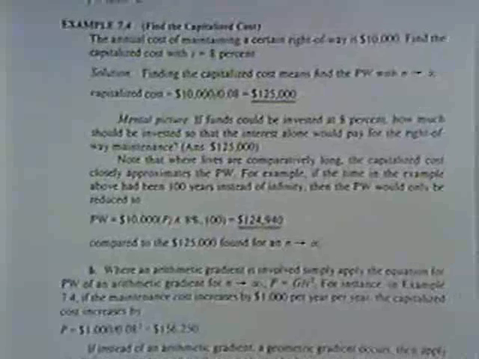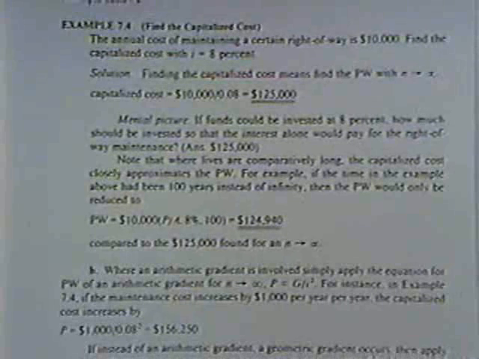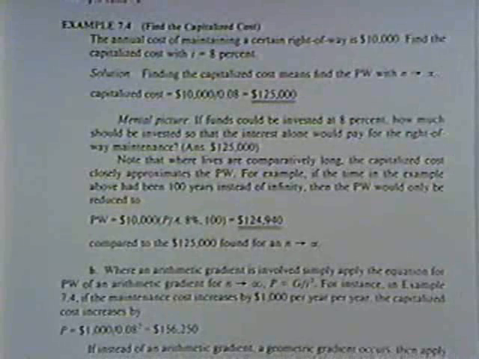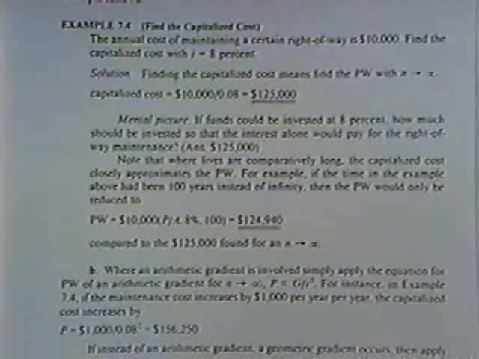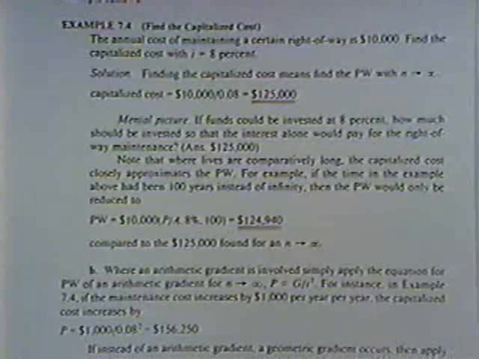So let's look at an example problem, example 7.4. Find the annual cost of maintaining a certain right-of-way is $10,000. So it costs $10,000 a year to maintain this right-of-way, and find the capitalized cost with the interest of 8%. Well, the solution: finding capitalized cost means find the present worth with n equals infinity. And so the capitalized cost is 10,000 divided by the interest rate.